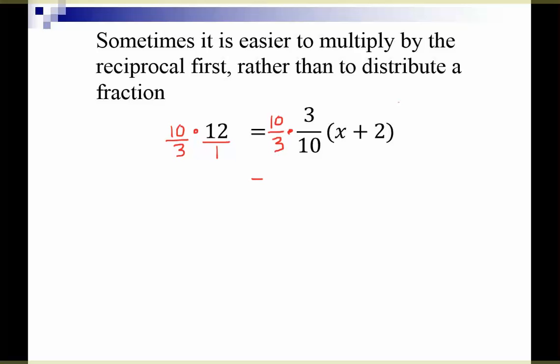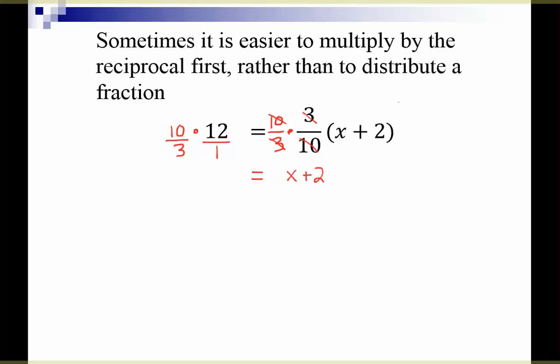Let's watch what happens. Okay, let's handle this right side first. Watch this. 10 on top and 10 on bottom cancel. 3 on bottom, 3 on top cancel. So that just makes a big fat 1. So it's 1 times x plus 2, which is basically x plus 2. And the nice thing is, since we only have x plus 2 left over here, you don't really need those parentheses anymore. They can go away because you don't have to protect them from anything else.